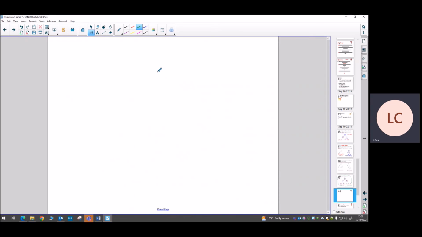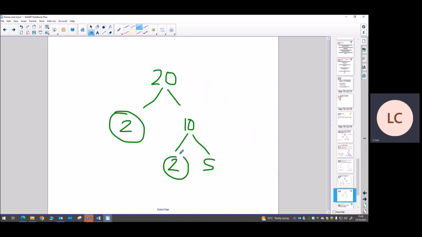So I'm going to really quickly just do one more for you. 20. 2 times by 10, prime number. 2 times by 5, prime number, prime number. What is the answer to 20? It's 2 times 2 times 5. You do the little lines and do times tables to get to it.